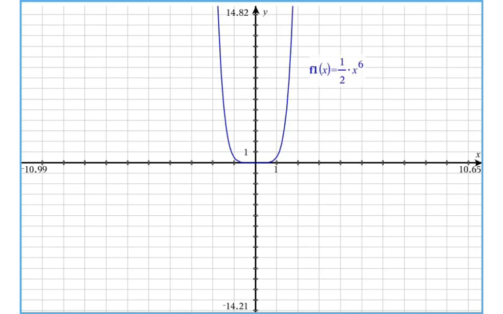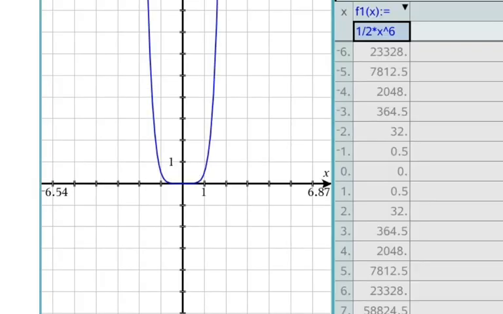Now, if I zoomed in at the origin of this graph, it's not flat down there at the bottom. It gets very, very close to flat, but it's never going to be constant down there at the bottom. So you could zoom into that and look at it. I've got another view here with the table, and you can see that the values are increasing drastically on the left and right hand side. They're both going up.